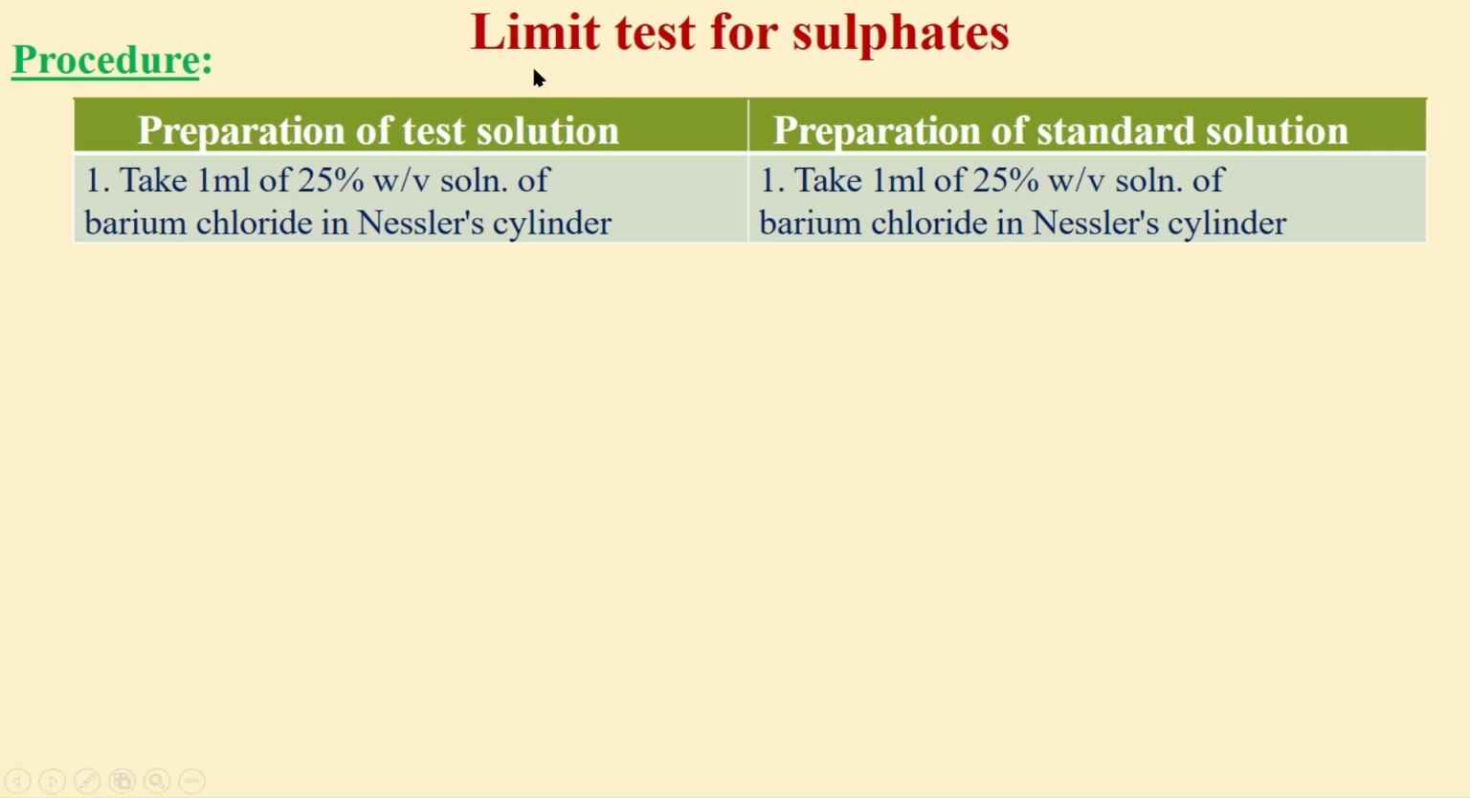In both the test and the standard solution, we take 1 ml of 25% weight by volume solution of barium chloride in both the test and the standard Nessler cylinder. Barium chloride is the reagent which reacts with the sulfate ions, which are present as an impurity in the given inorganic or organic substance.